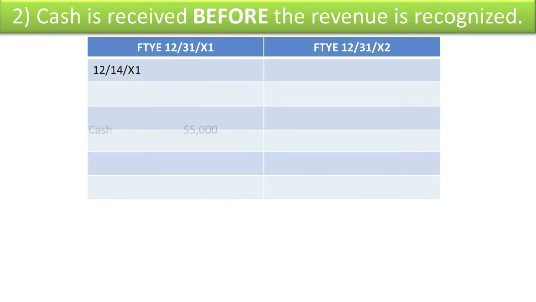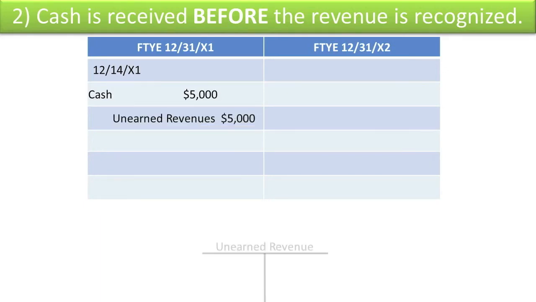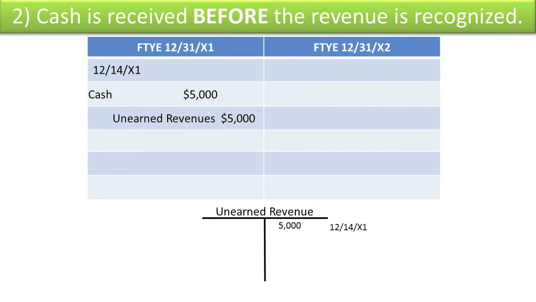On December 14th, he received cash. What should the credit be? It can't be revenues because he hasn't earned it yet. In other words, he owes that service, and therefore it's an unearned revenue. Posting the unearned revenue to the unearned revenue account, that's a credit of $5,000.